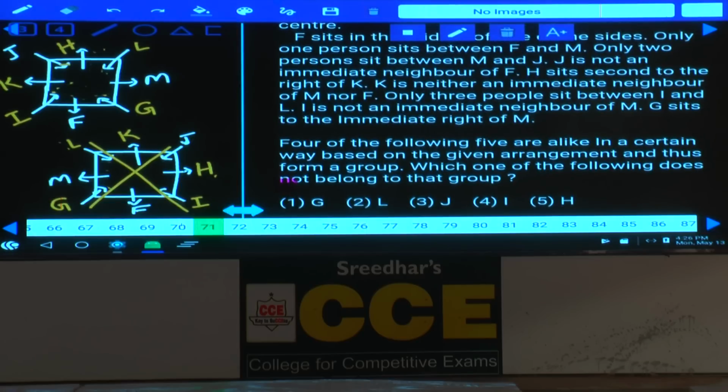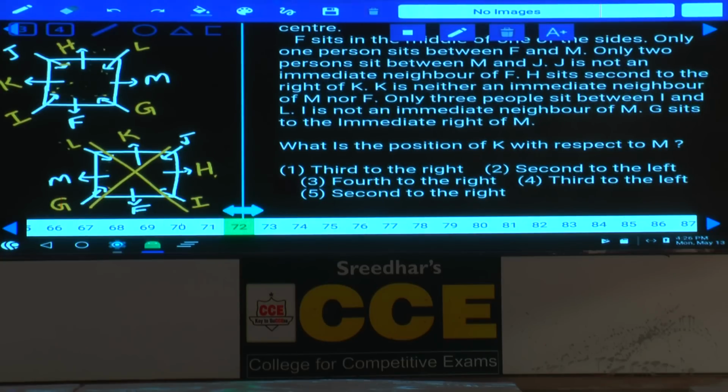Now in this one, question number 71, 4 out of the following is nothing but an odd man out. G, L, J, I, H. G, L, J, I are at the corners and H is at the center. Except H, the remaining 4 persons are at the corners, so choice 5. Then question number 72, what is the position of K with respect to M? K and M are opposite to each other, either 4th left or 4th right. 4th to the right, that is choice 3.